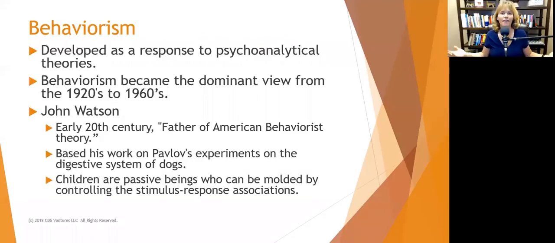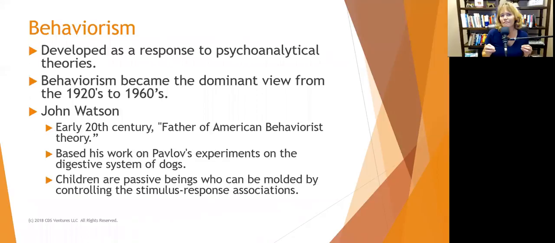Now, we'll start with behaviorism because that's sort of the more basic one. It developed as a response to psychoanalytical theories and became the dominant view from the 1920s to the 1960s. If you remember, John Watson was the father of American behaviorist theory and did a lot of his work with Pavlov's dogs. Ring the bell, the dog salivates, yada, yada. But basically what came out of his work was that children are passive beings who can be molded by controlling the stimulus-response associations. And you might be clutching the side of your chair right now going, they are so not.